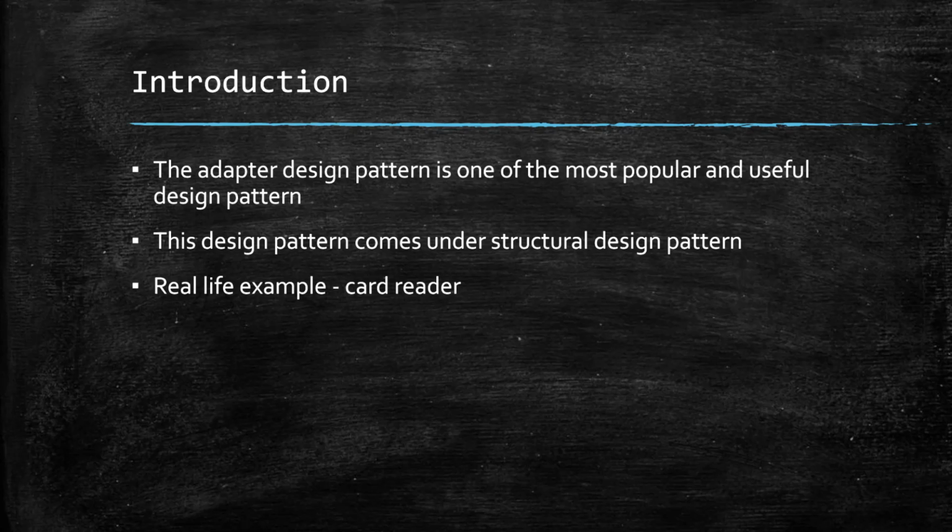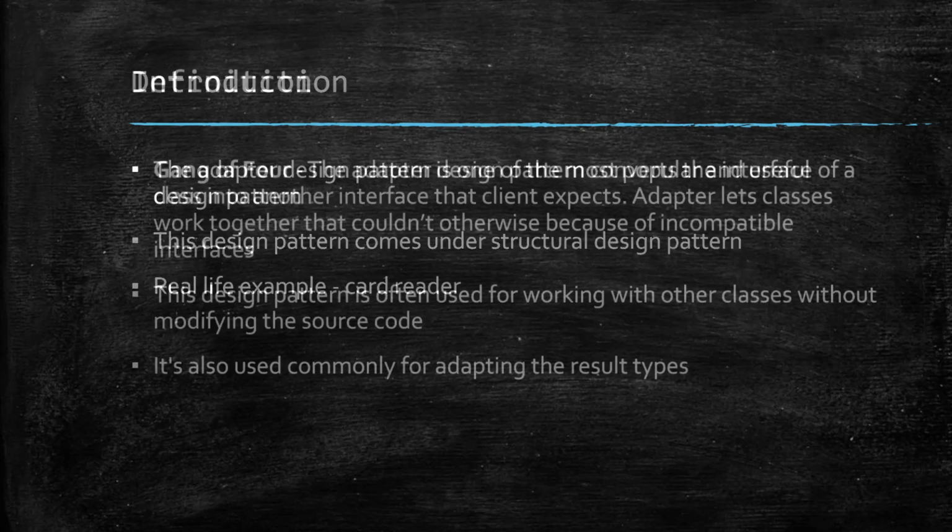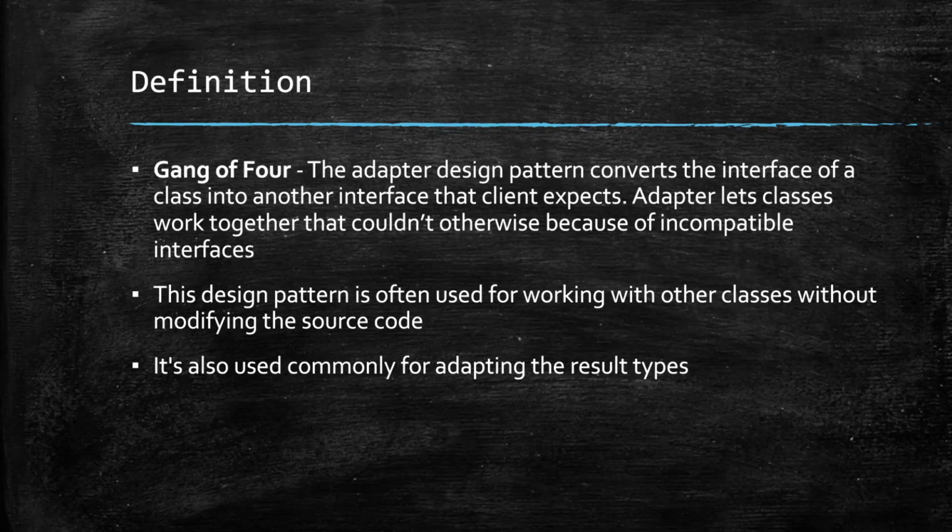Now let's go to the definition. If we go by the definition given by the Gang of Four, the adapter design pattern converts the interface of a class into another interface that the client expects. Adapter lets classes work together that couldn't otherwise because of incompatible interfaces. This definition might not give a proper understanding at first, but we will go through different examples and look into the implementation details to get a better understanding of it.